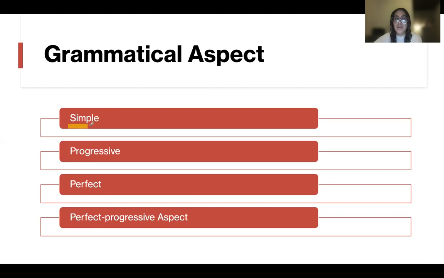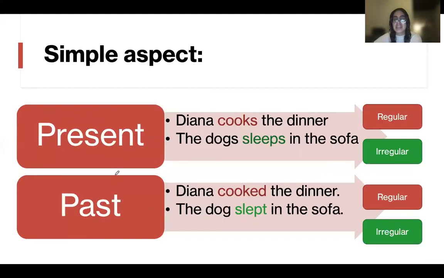So I am going to start with this first one, which is the simple grammatical aspect. In this subcategory, it can be said that we are talking about a verb that doesn't need the help of an auxiliary, or maybe to change the verb to an infinitive or gerund, because it is presented in its own form, but depending on the subject, like for example, the third person, we have to add the s at the end of the verb, which is the case of these 2 examples. Diana cooks the dinner, or the dog sleeps in the sofa. Both are the third person in present, so for that reason, we add the s.